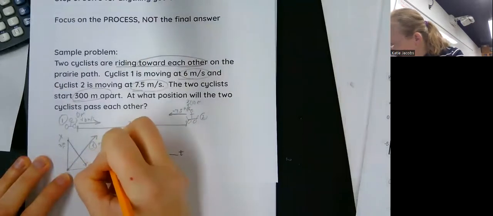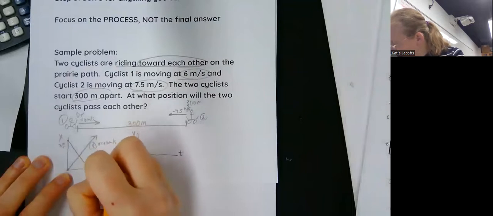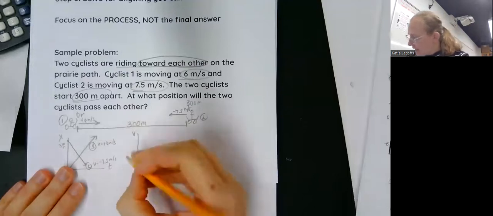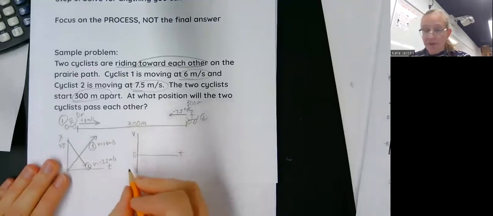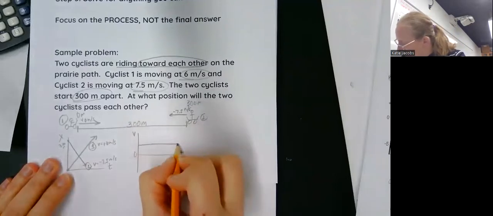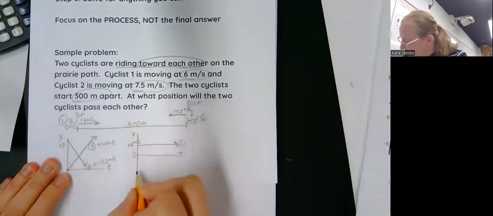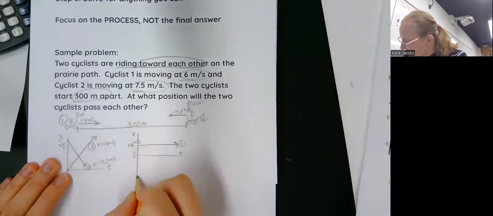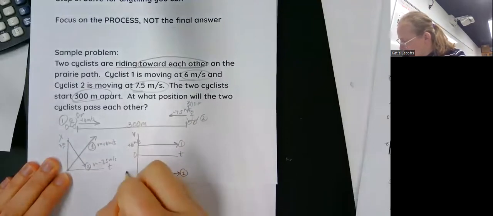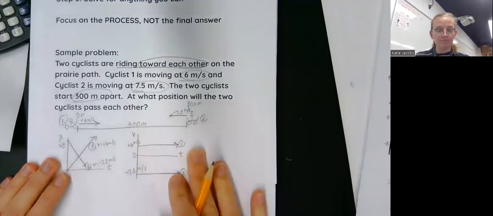This one has a velocity of positive 6 meters per second. This one has a velocity of negative 7.5 meters per second. On the velocity graph, I'm going to have a flat line, which means constant velocity. Cyclist 1 is going to be at positive 6 meters per second. And the other one I'll make a little bit farther away from the x-axis to show that it's faster. Cyclist 2 is at negative 7.5 meters per second.